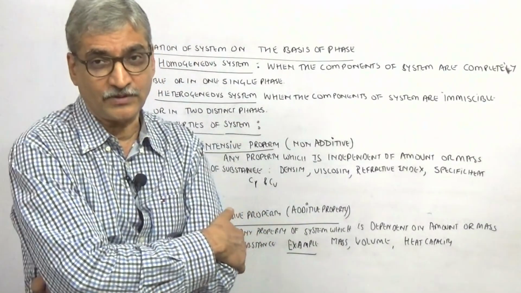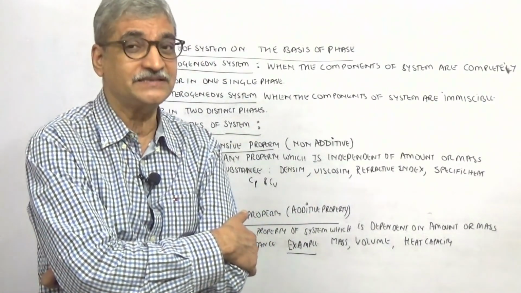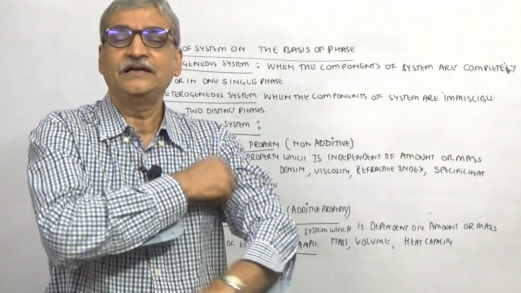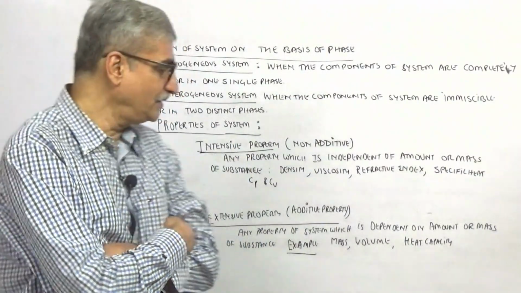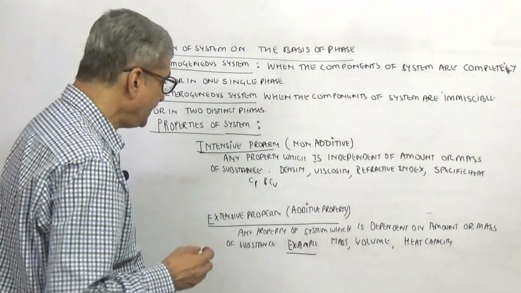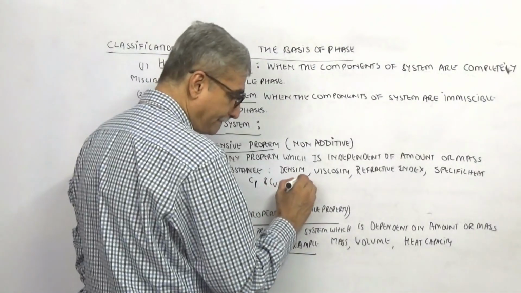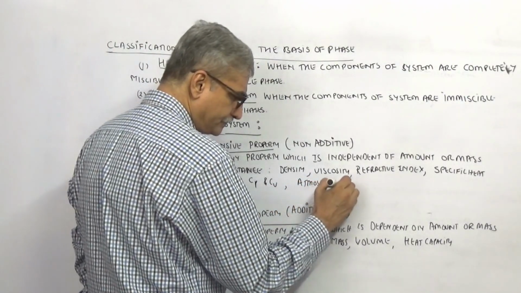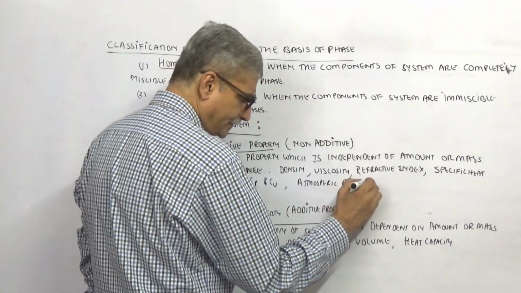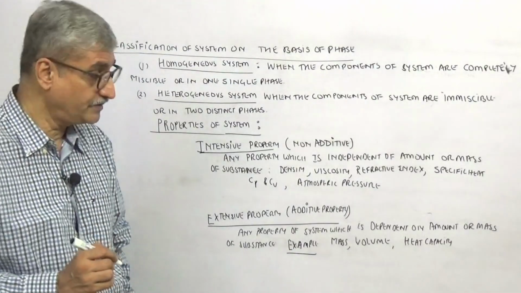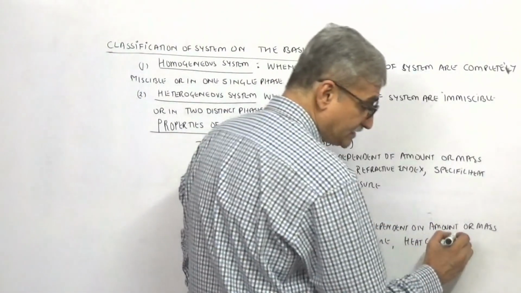So specific heat, mean molar heat capacity at constant pressure, mean molar heat capacity at constant volume, these are intensive properties, whereas heat capacity, which is mc theta, mass into specific heat into temperature change, that will be extensive. Now one more example I'll give you. See, atmospheric pressure will be intensive, but pressure will be extensive. Remember that.